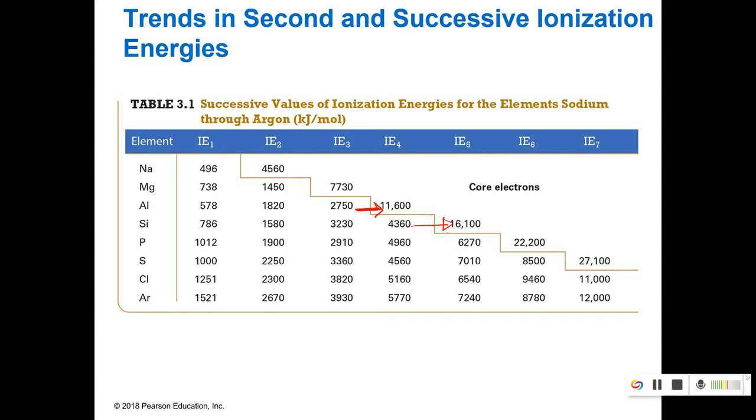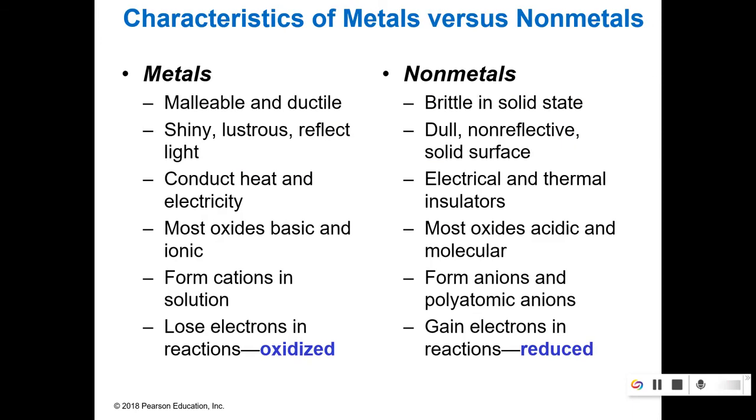Okay, so just look for the big jump. That's how many valence electrons it has. Just remember some characteristics of metals. Metals are malleable, which means we can flatten them into sheets. They're ductile. They can be drawn into wires. They're shiny or lustrous, and they will reflect light. They'll conduct heat and electricity, and they will form those cations.